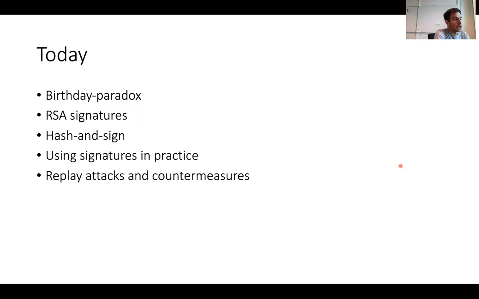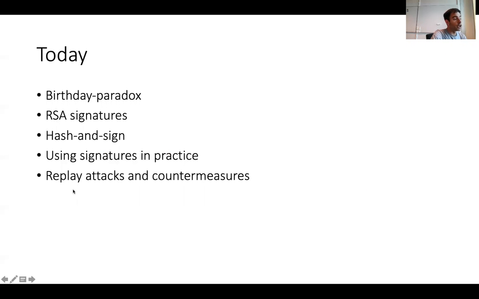Then I'm going to move on to RSA signatures, which are going to be the main example of public key authentication mechanisms or signatures that we're going to see in the course. We're going to see how to turn plain RSA signatures into secure signatures using the hash and sign paradigm. Then we're going to have some remarks about how to use signature schemes in practice.